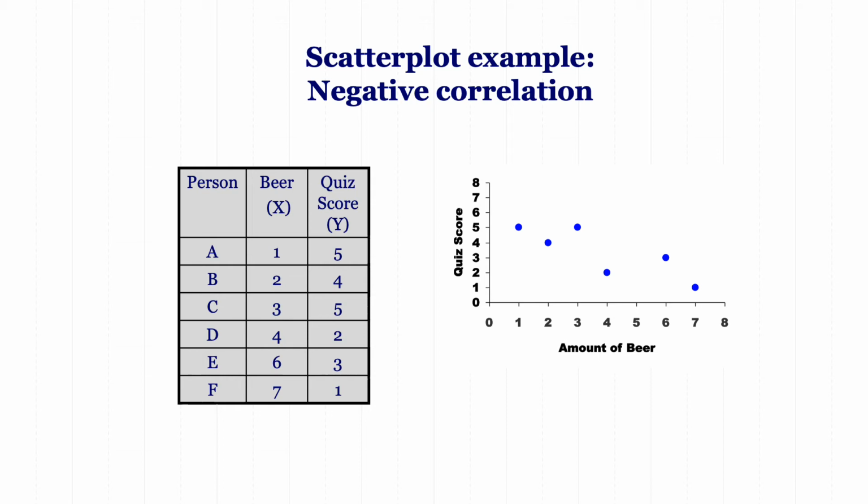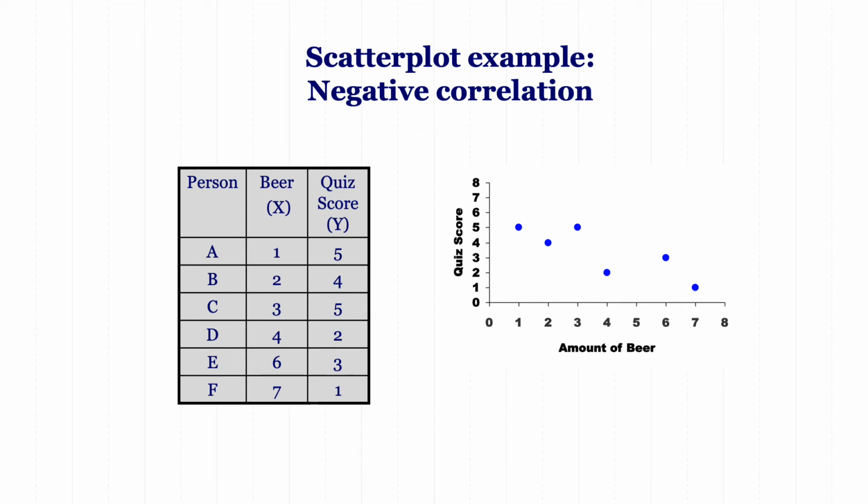Again, you should be able to pick out each particular person and where their dot falls. If I'm looking for person D, hopefully you would be able to find where their dot is here. If you look at beer of 4 and quiz score of a 2, you should be able to locate person D.